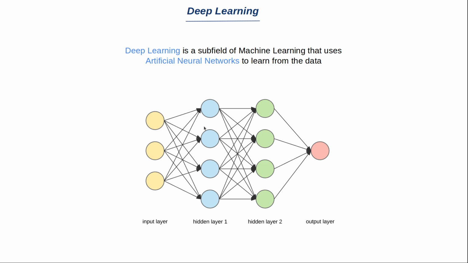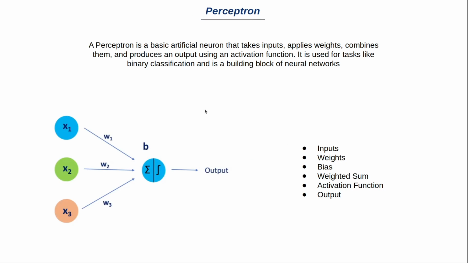So this is what we have seen before, and let's also do a quick recap of what we have discussed about the perceptron. A perceptron is a basic artificial neuron that takes inputs, applies weights, combines them, and produces an output using an activation function. It is used for tasks like binary classification, and it is a building block of neural networks. So this is the standard definition, but let's try to understand this in a more detailed way.